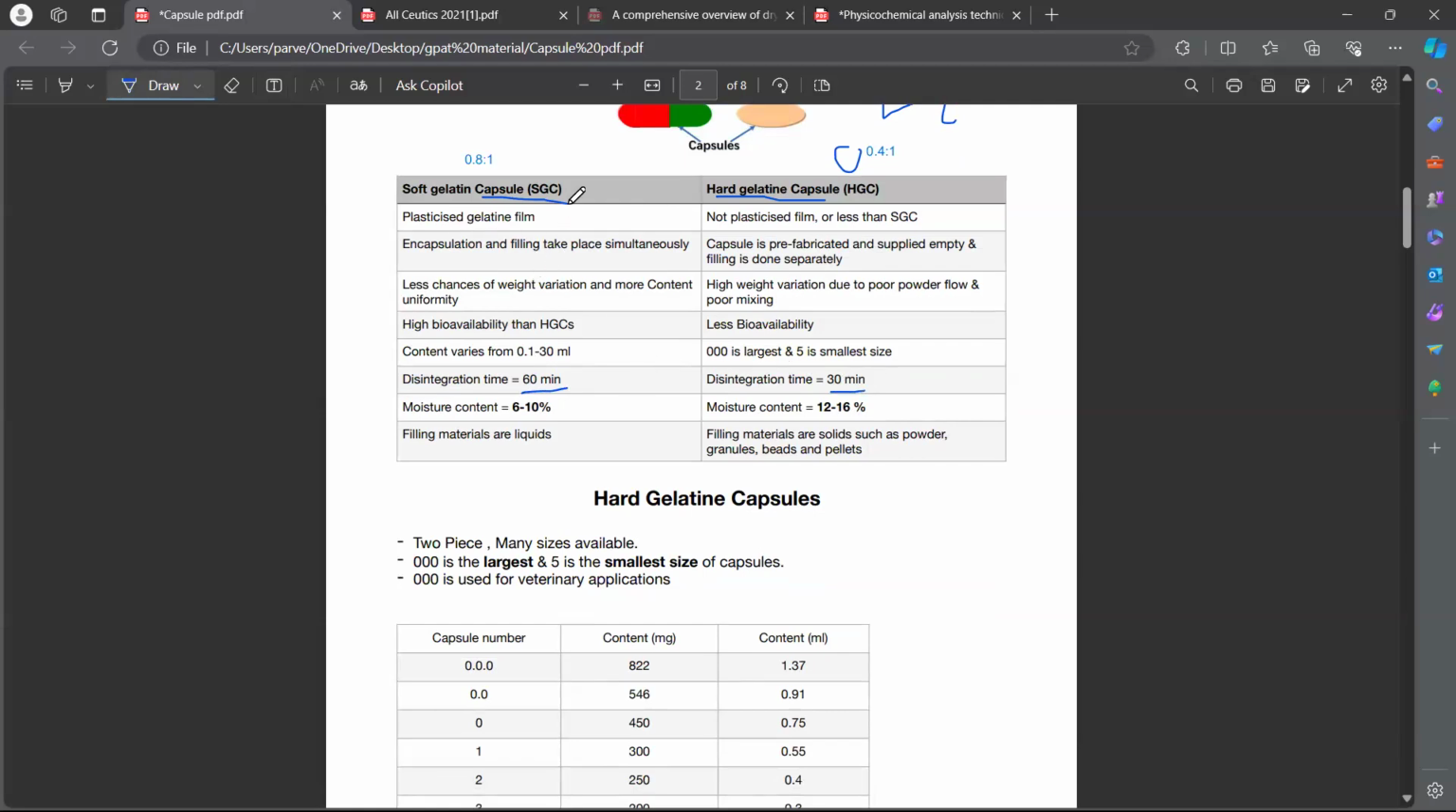Next, while coming to the moisture content, being more soft in nature, the soft gelatin capsule only consists of moisture from 6 to 10%, while hard gelatin capsule has a moisture content of 12 to 16%.